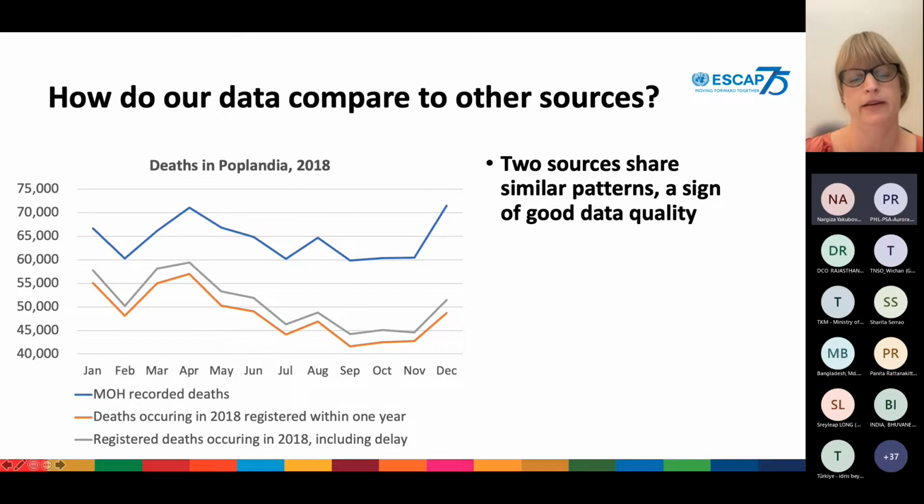And we compare our data to other sources. In this case, we have our recorded deaths from the Ministry of Health, and then we have the registered deaths, and we see a very similar pattern and shape. They mimic each other, which is a sign of good data quality and makes us feel more comfortable about doing our analyses.